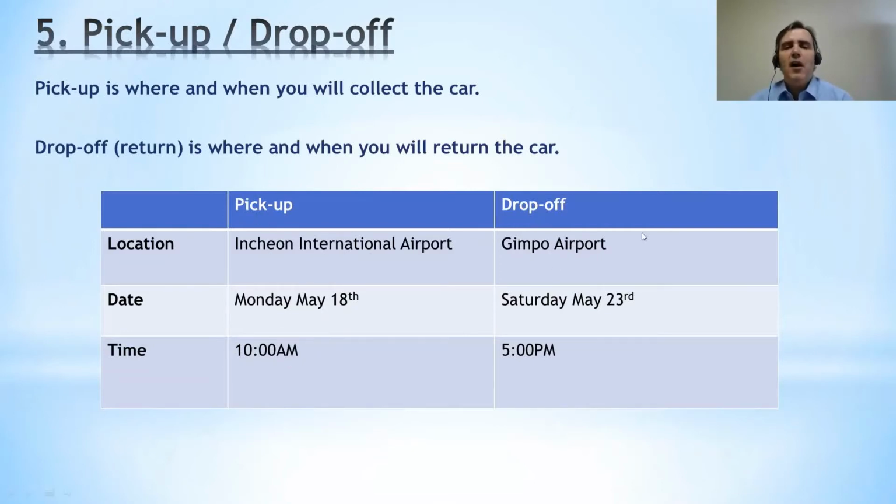Usually people will drop off the car at the same location, but sometimes we could do it at a different location. So let's say after there I've got a flight to Japan and the flight leaves from Gimpo, so I want to drop my car off at Gimpo Airport, and again I would have the date Saturday, May 23rd and at 5 p.m. So this information is very important because it will affect the price that is given to the client for the car, but also it tells us exactly where and when the car will be collected.